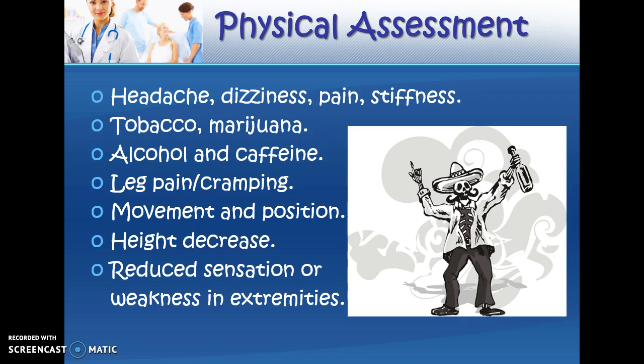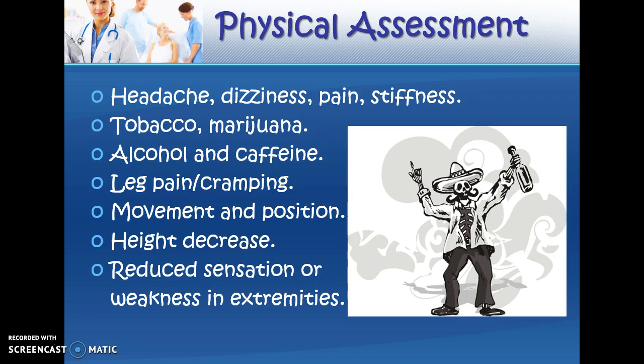We want to observe the client's movement and position. Position assumed by the client may reveal the nature and source of abdominal pain. Clients with appendicitis often lie on the side or the back with the knees flexed to reduce pain. So the position that they get into can tell us a lot about what we're looking at when we're doing a physical assessment.